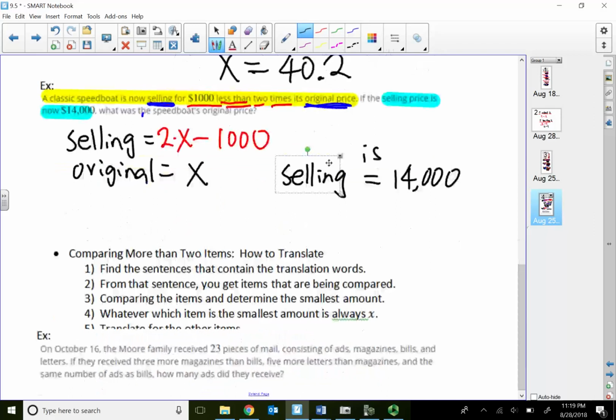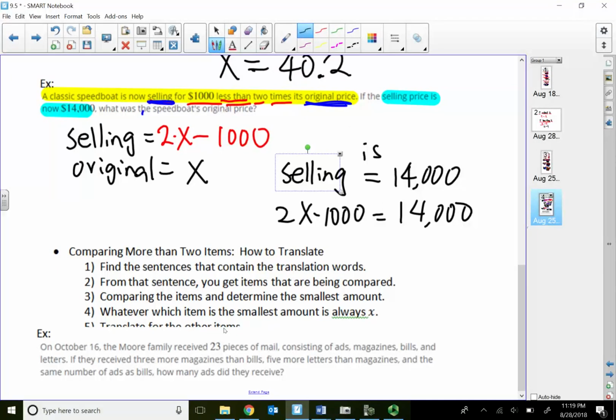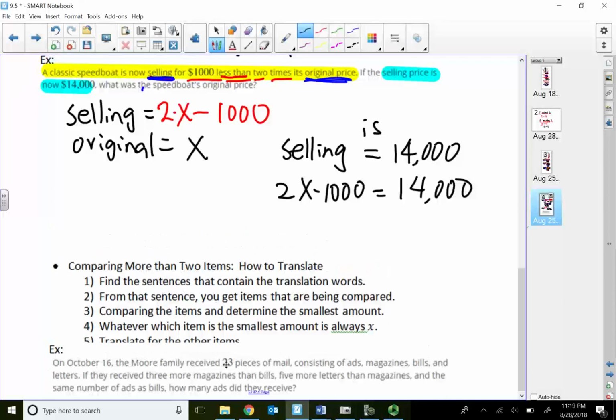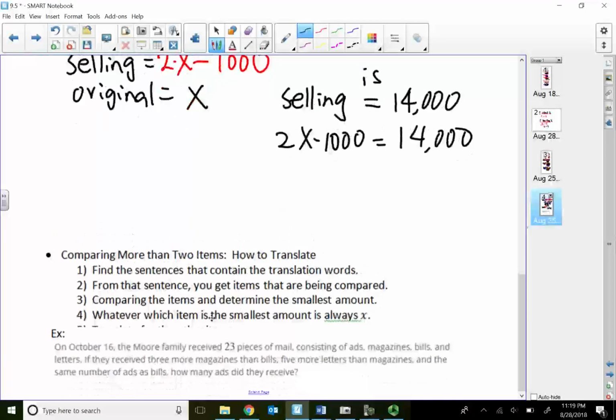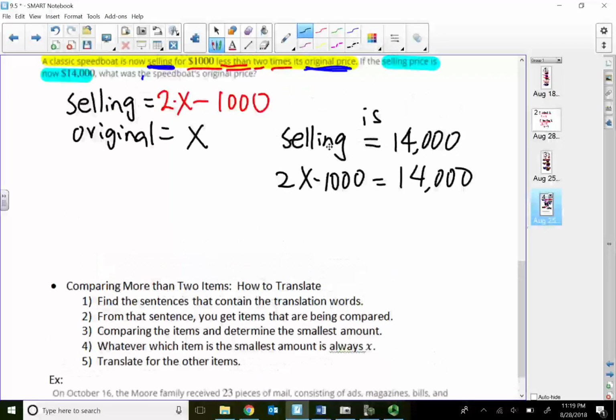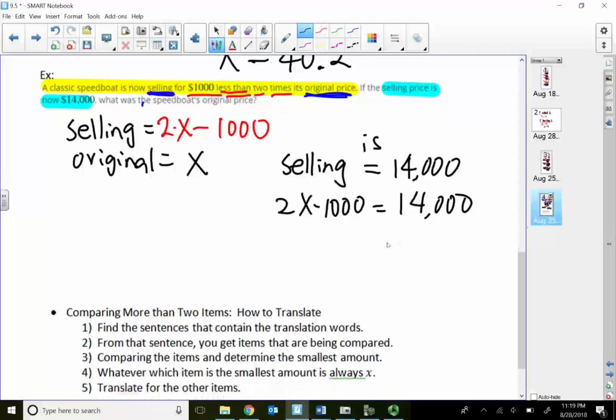Well, what's the big deal? What did we just translate for the selling price? Right up here, 2x minus 1,000. When I say selling price, I write 2x minus 1,000 because that's what I just translated. Is, I write equal. Is who? 14,000. There you go. That's your equation. Translate for its item, and the problem will tell you how to write out the whole thing. Okay? It's not how to set it up. It's how to translate for your item so you can write the whole thing out together.